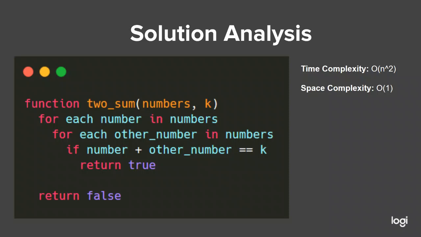If we look at the space complexity of this algorithm, it's going to be O of 1, constant. We're not allocating any space that will grow with our input values. And our time complexity is going to be O of n squared. It's a quadratic time algorithm.